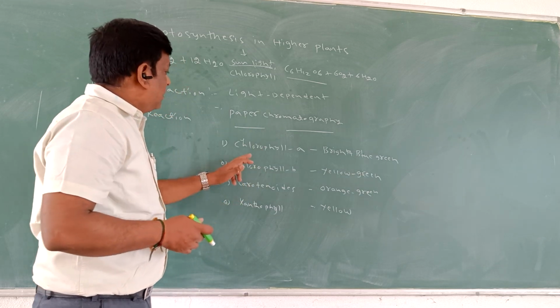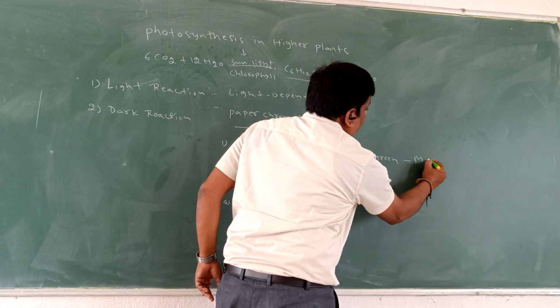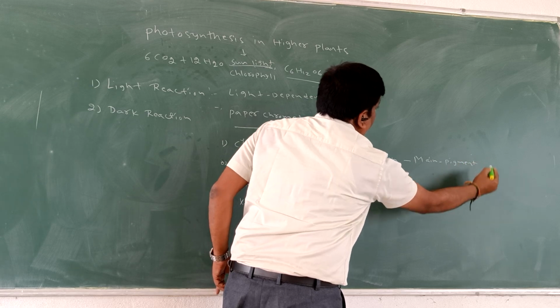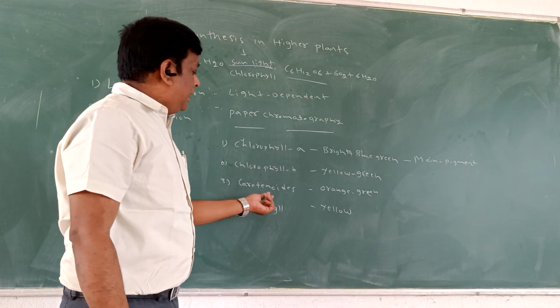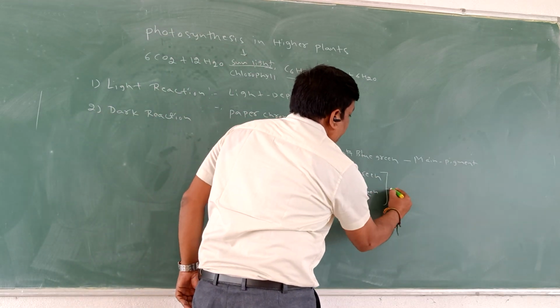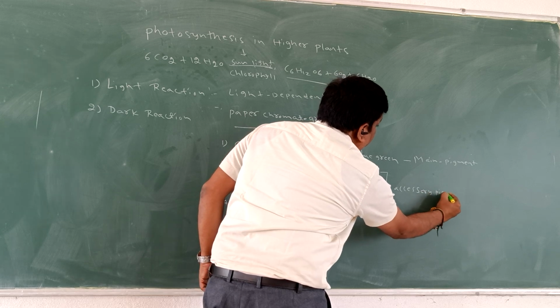Right? That is the reason chlorophyll A is called the main pigment, and chlorophyll B, carotenoids and xanthophyll are called the accessory pigments.